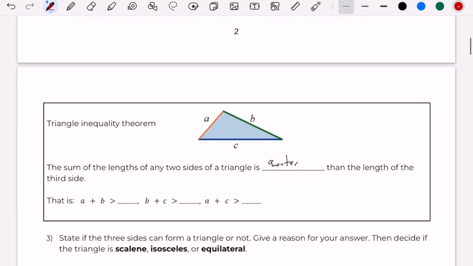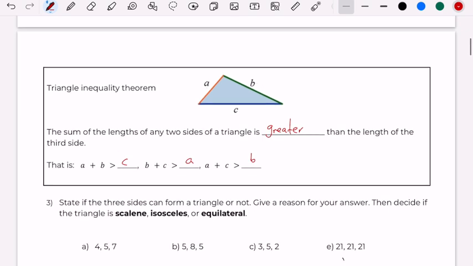I'm going to write that down. In a triangle, that is the triangle inequality theorem. The sum of the lengths of two sides is greater than the length of the third side. So A plus B is bigger than C, B plus C is bigger than A, and A plus C is bigger than B. This is the triangle inequality theorem. So this is the first big idea of today's class. This video has two important ideas, and this one is the first one.